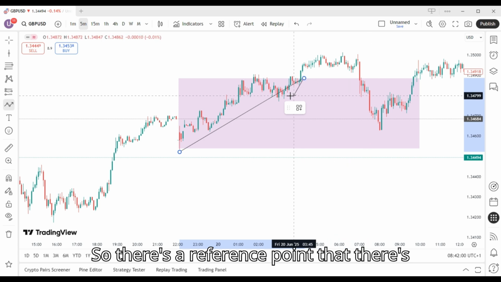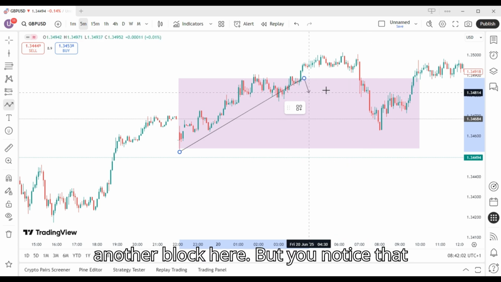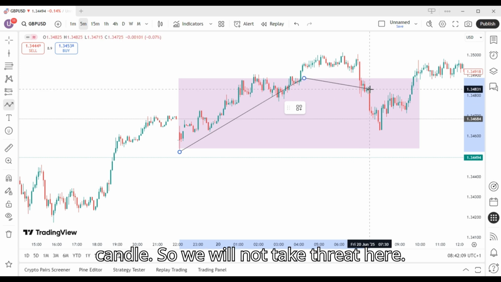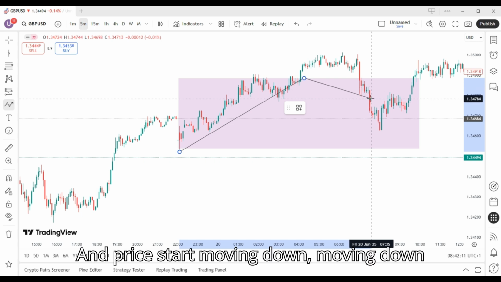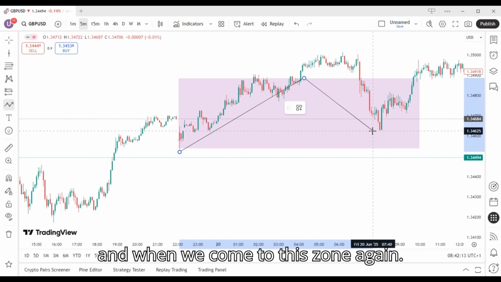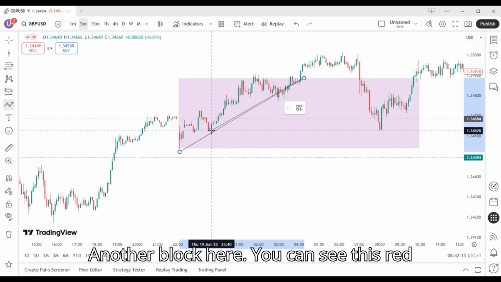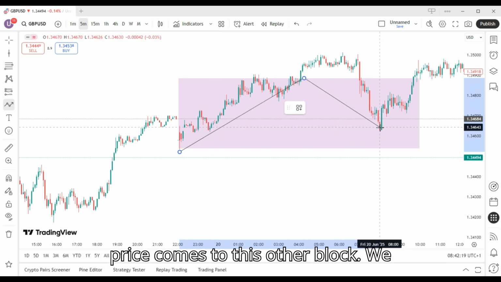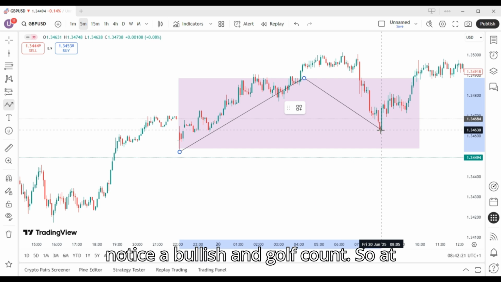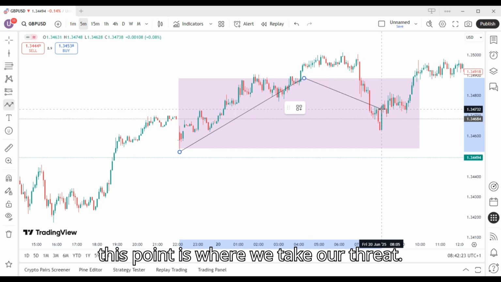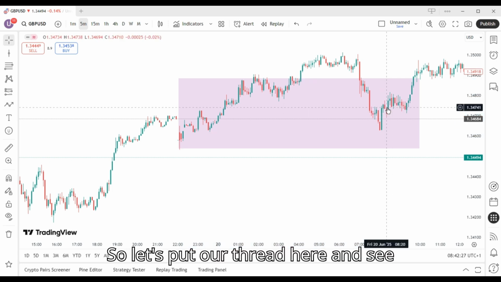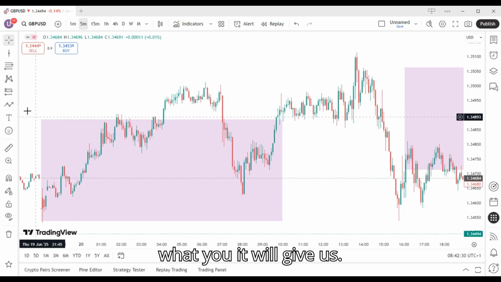So there's a reference point there, there's another block here, but you notice that when price comes to this other block, we do not notice any bullish engulf candle, so we will not take a trade here. And price starts moving down, and when we come to this zone again, there's another block here. You can see this red candle is another block, and immediately price comes to this other block, we notice a bullish engulf candle. So at this point is where we take our trade. So let's put our trade here and see what it will give us.